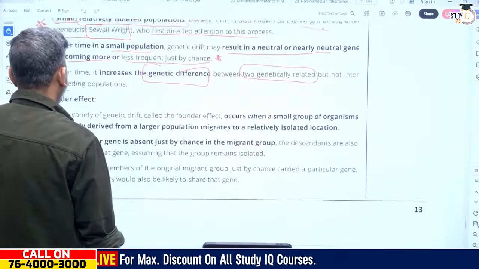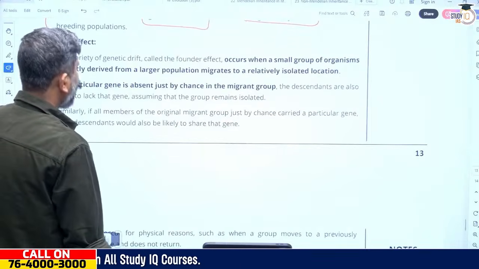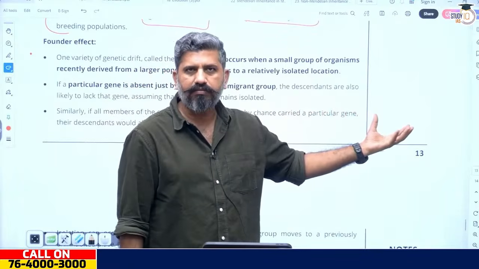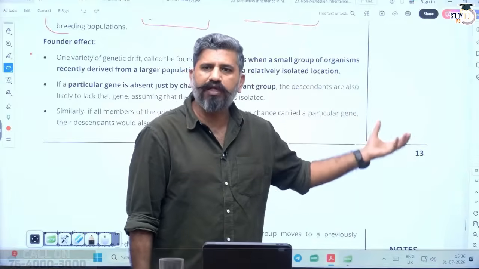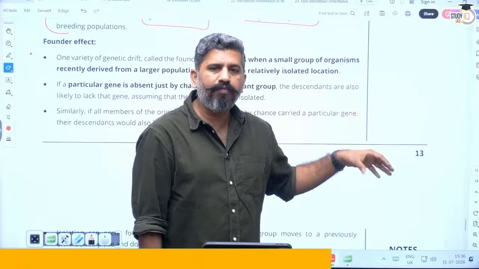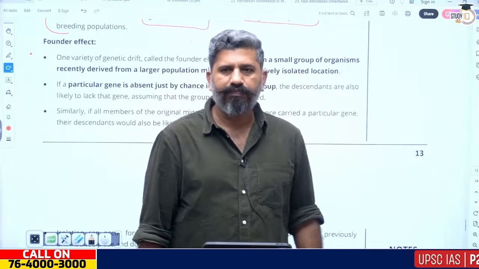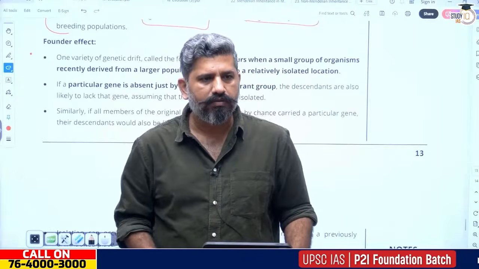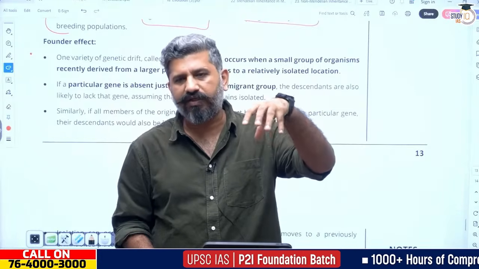Right? In this case, we see it as what? The founder's effect. Why? Because let's say in this new area, the new population that has gone there, one variant would be lost. And the subsequent generations will have what? Only a particular kind of variation. The founding population decided what kind of variations will be available. The original group that got settled decided what? The founding populations. Simply understand, all of the humans originated in Africa.